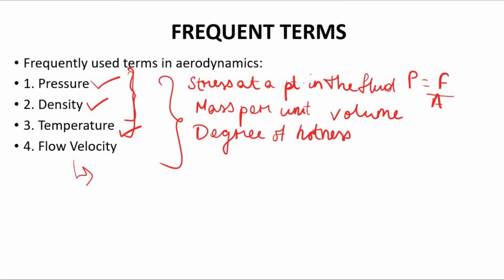Lastly, we have flow velocity. The velocity clearly indicates with what velocity the air is flowing, which is the reason it is termed flow velocity. So in this video, I'll end here with these 4 frequently used terms. We will be discussing more important and interesting topics from aerodynamics. Thank you for listening. Stay tuned.